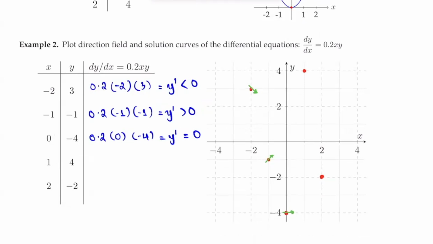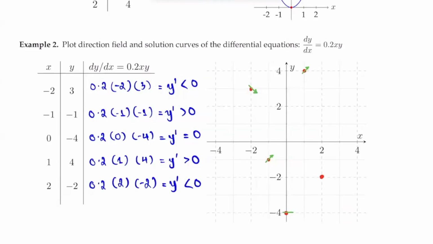At (1, 4), you have 0.2 times 1 times 4. y prime is positive as well. At (1, 4), the arrow pointing up indicates that it is going to be a positive or increasing function. For the point (2, -2), 0.2 times 2 times -2 is going to be negative.